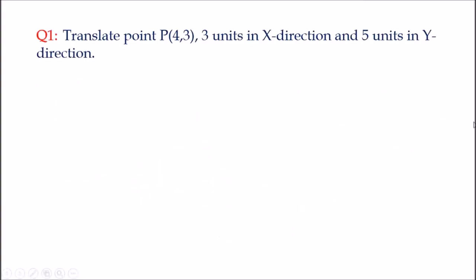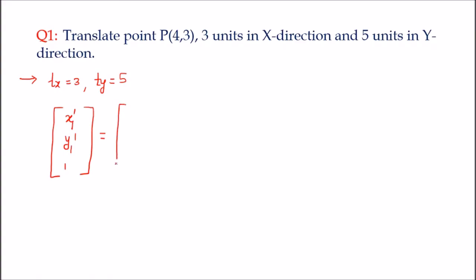Now the first problem is, translate point P with the coordinates 4, 3 by 3 units in the x direction and 5 units in the y direction. So we'll solve this. Here it is given that tx is equal to 3 and ty is equal to 5. Now we know that whenever we are performing any operation, we write it as, suppose x1 dash y1 dash 1 is equal to the transformation matrix multiplied by the coordinate matrix.